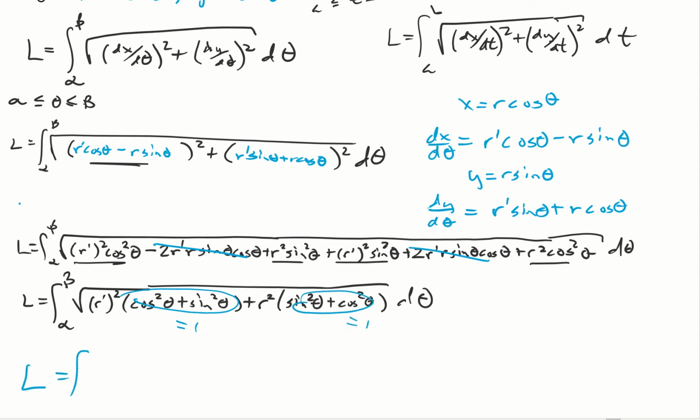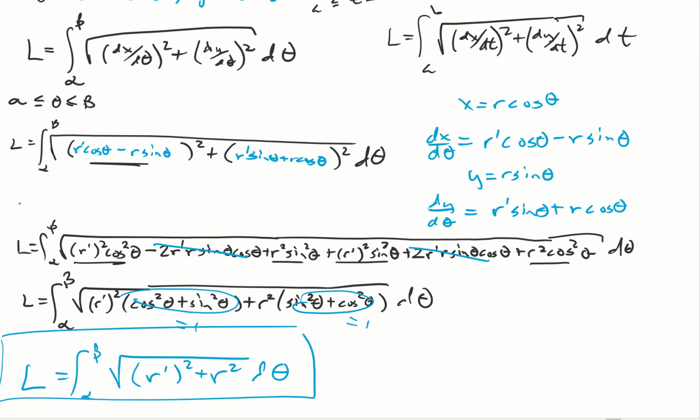The length from alpha to beta is the integral of the square root of, well, how do you want to write it? I'll write it as r prime squared plus r squared d theta. I like that formula in that form. It tells me what to do. Take r and differentiate it, and leave r alone, and square them, and add them, and then square root them, and that's your length of curve.